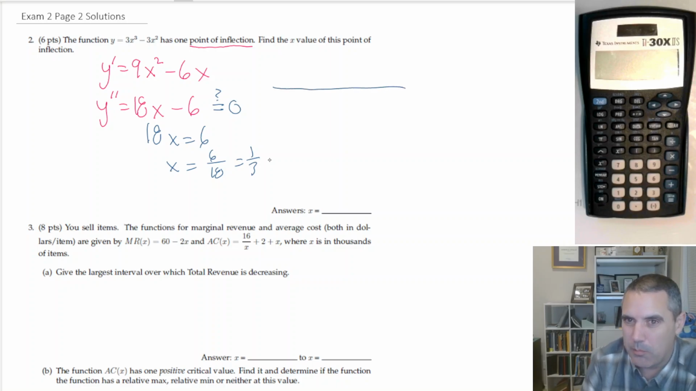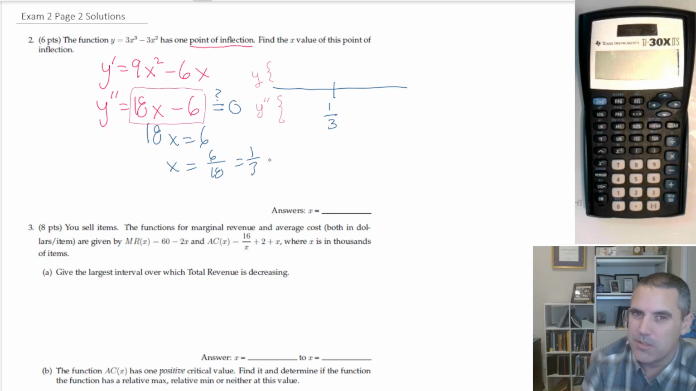The next step, which hopefully we've gotten better and better at, is to analyze. So what happens if you're less than a third and if you're bigger than a third? And this is where we're comparing what we're learning from the second derivative and what that tells us about the original function. So what does the second derivative tell us if we plug in a number smaller than a third? Like if you plug in 0, you should see it's negative 6. It's negative. That means this is concave down.